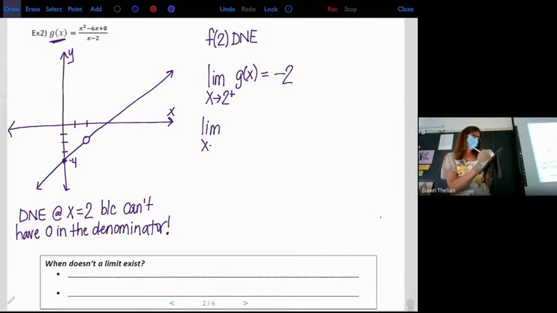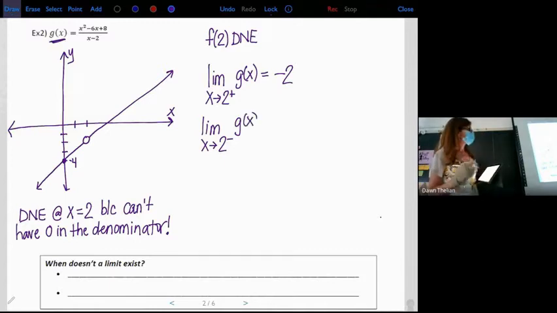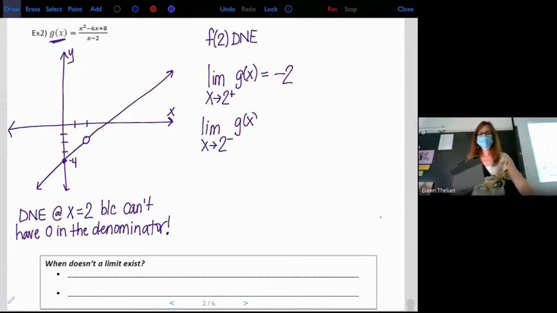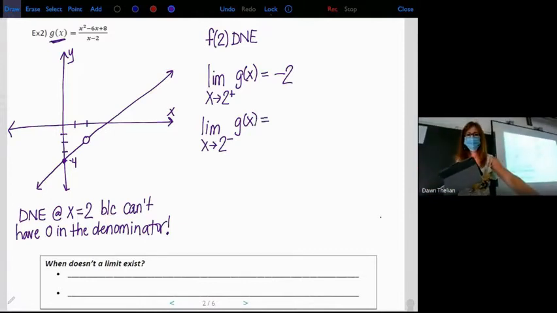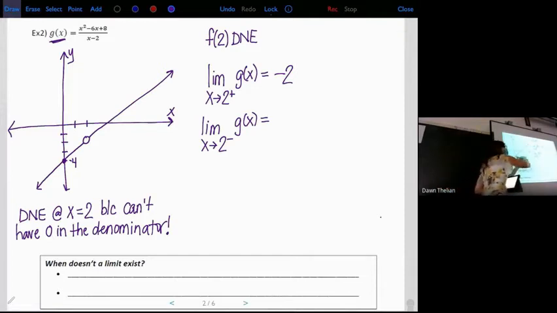The limit as x approaches 2 from the left of g of x, well, that's coming in from this side. Coming in from the left, the road from the left, it's also approaching -2. Looks like that's where I'm supposed to wind up.